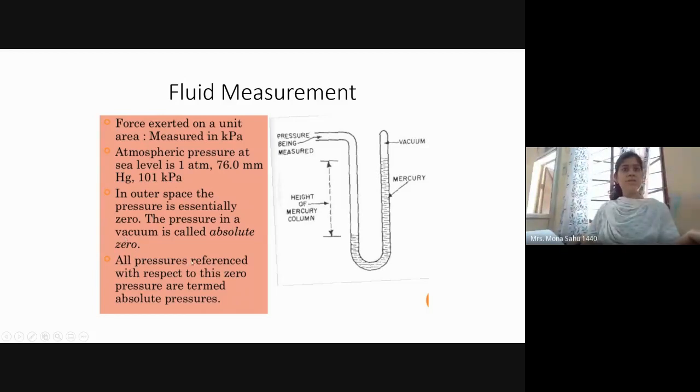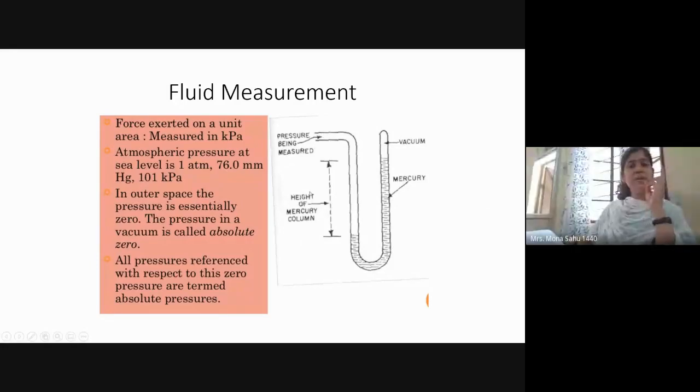All right. All pressures referenced with respect to this 0 pressure are termed absolute pressure. So what is absolute pressure? All the pressures which are measured with respect to this 0 pressure, which is the absolute 0, are called the absolute pressure. So atmospheric pressure is measured as absolute pressure. Are you guys clear about this? Yes, ma'am.